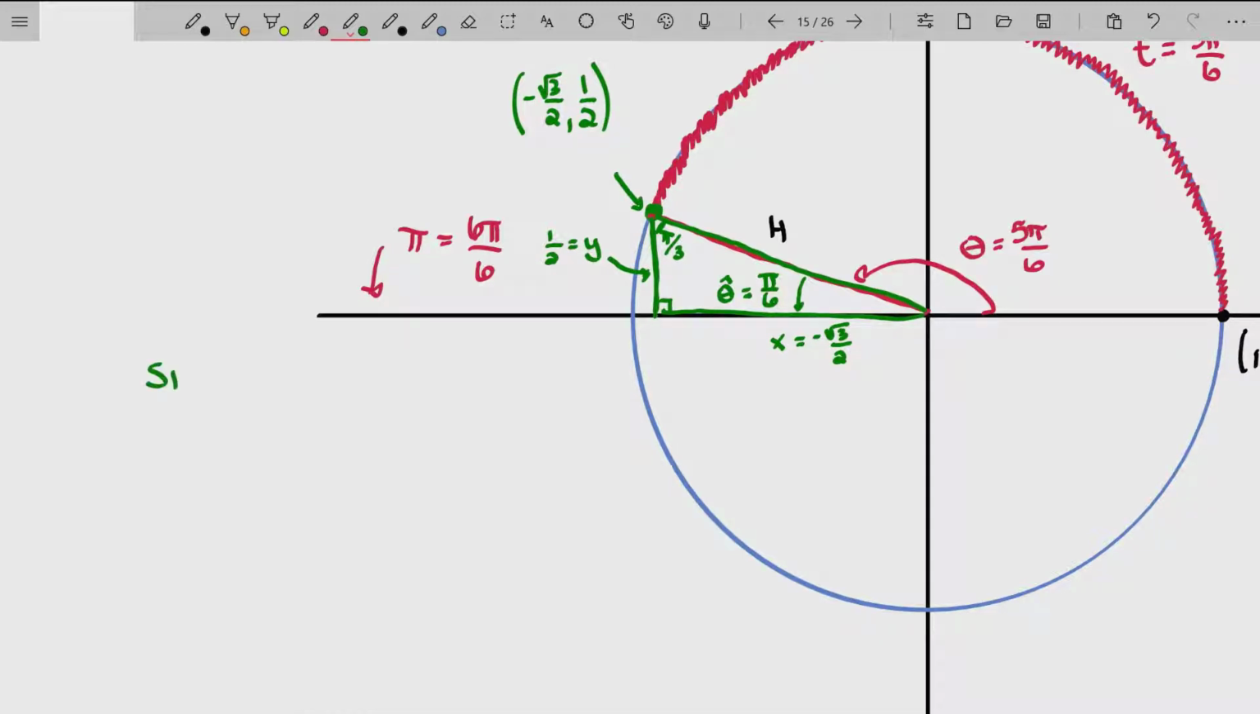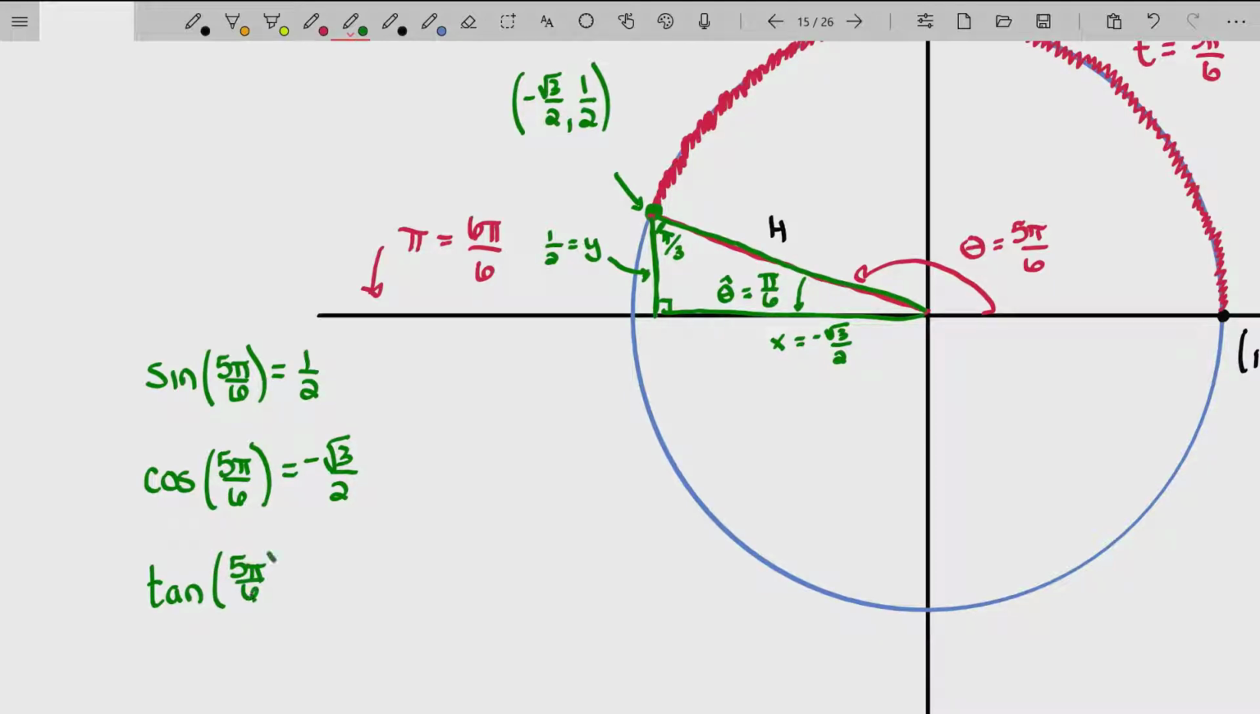The sine of that 5 pi over 6 is going to be the y value. The cosine, again, of that 5 pi over 6 is going to be the x value, negative root 3 over 2. The tangent, again, of 5 pi over 6 is the y value over the x value, so 1/2 over negative root 3 over 2. Multiply both top and bottom by 2, and you'll get a negative 1 over root 3. And then the other three are just the reciprocals, right? So cosecant of 5 pi over 6 will be 2.